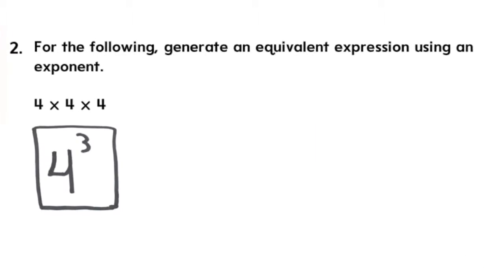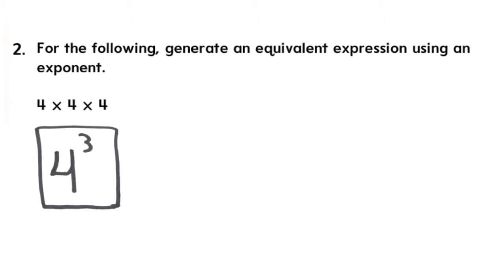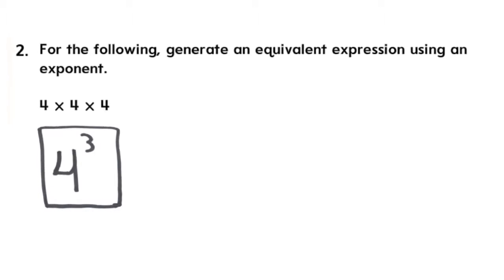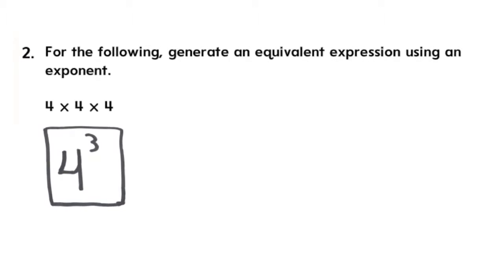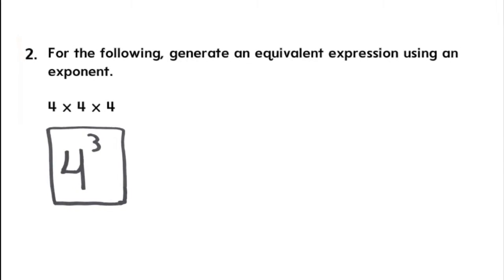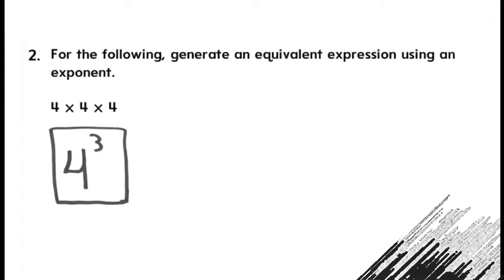In example 2, the number that would serve as your base would be 4, because that's the number that's repeatedly being multiplied. The number of times that it appears would be your exponent. So you would say 4 to the third power.